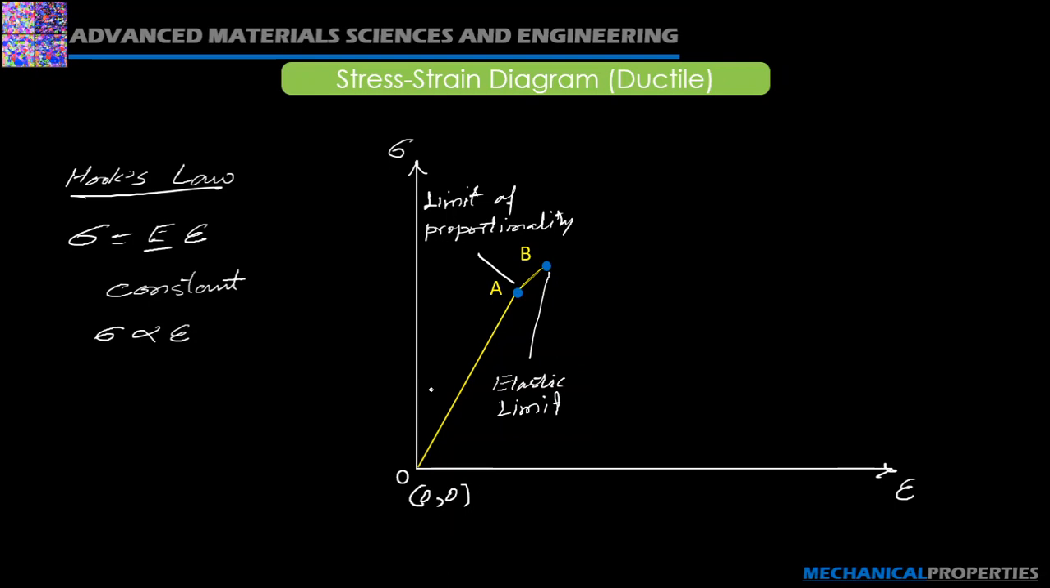Now on further application of the force, let's say till point C, on removal of the force, the material is not following its path. This point is termed as, labeled as the upper yield point.